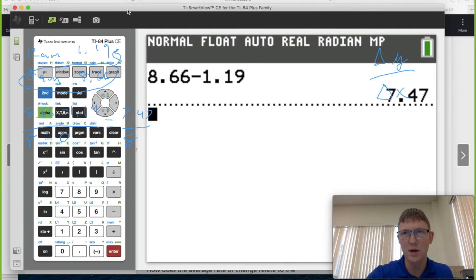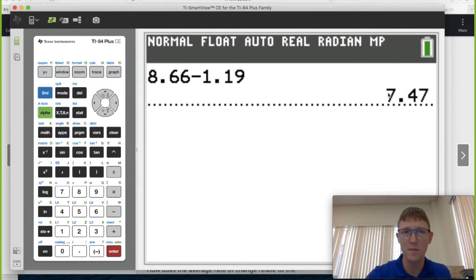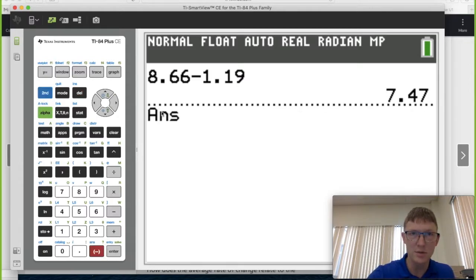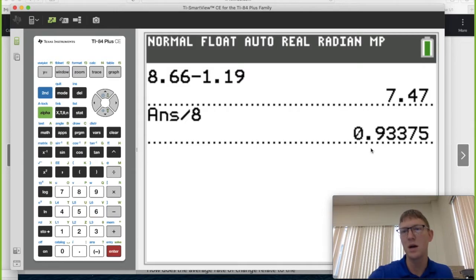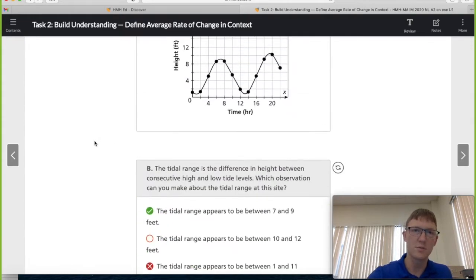So this is a little trick on our calculator. We have the answer already. You can either just push the divide by and it'll automatically put the answer, or there's always this answer button right here. So if you push second answer, that will just take the answer that's directly above it. We're going to do divided by 8. That's going to give us 0.93. It is about 0.93 feet per hour. That was the first one. Now I have to do the second one.